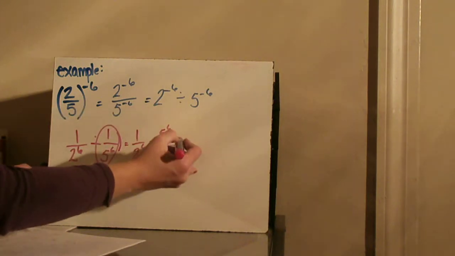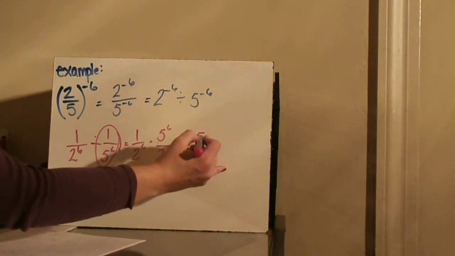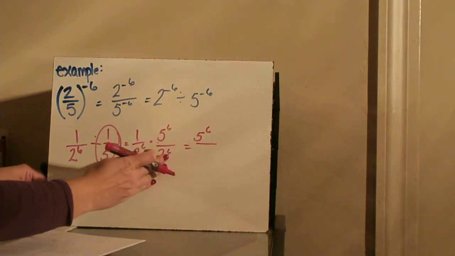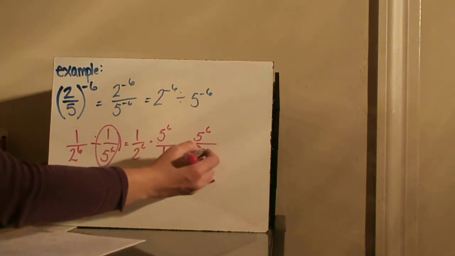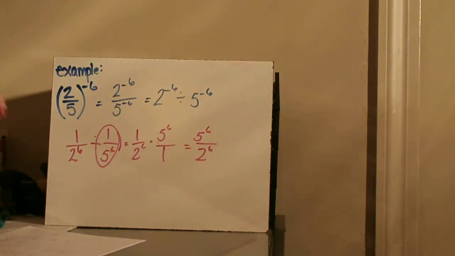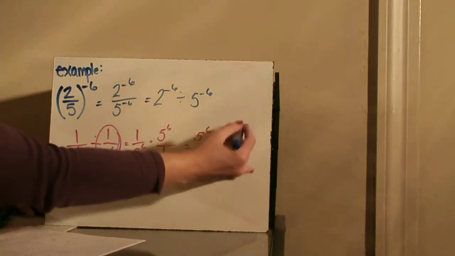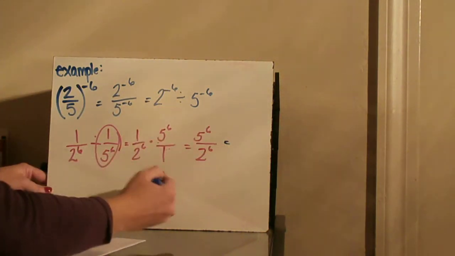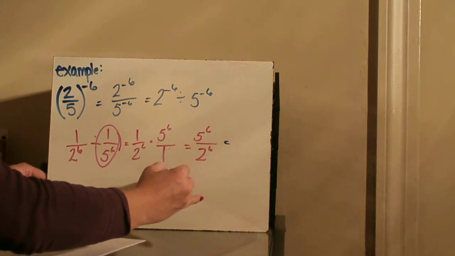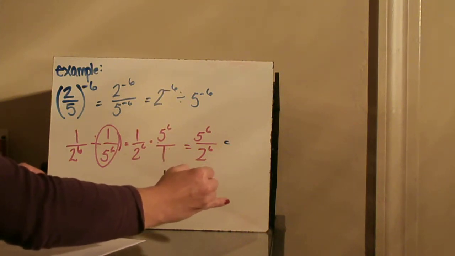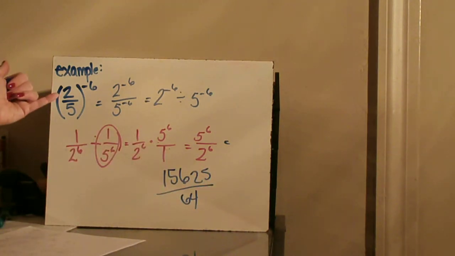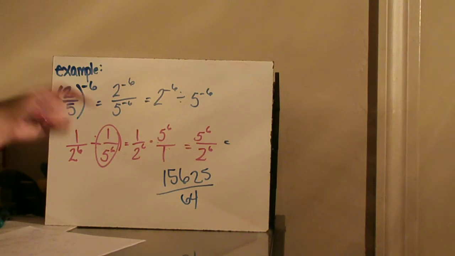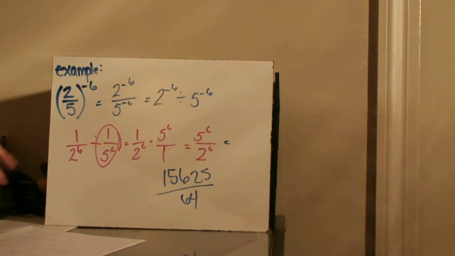Alright, so now 1 times 5 to the 6 is 5 to the 6. And, I'm sorry, that should have been 1 over 2 to the 6 earlier. And 2 to the 6 times 1 is 2 to the 6. And now we're going to simplify. 5 to the 6 is 15,625. And 2 to the 6 is 64. Now because we couldn't reduce the fraction up here, 2 over 5, we can't reduce this one. I would prefer maybe we not change them into mixed numbers at this point.